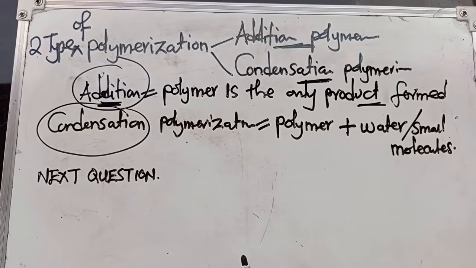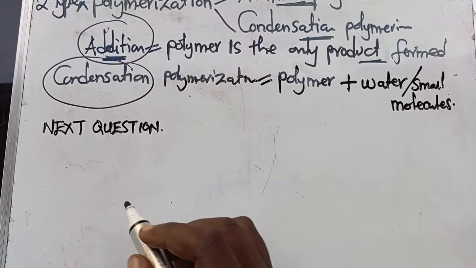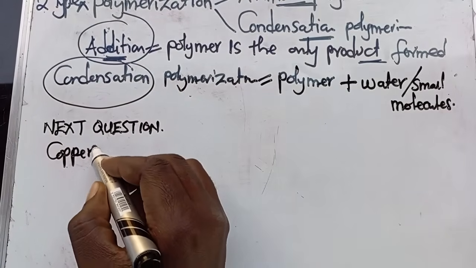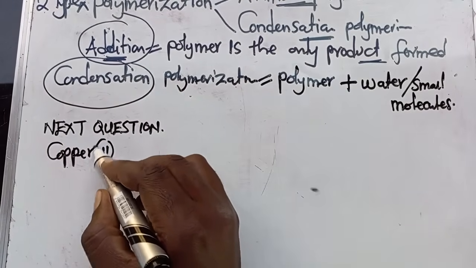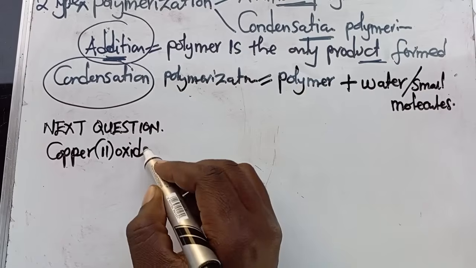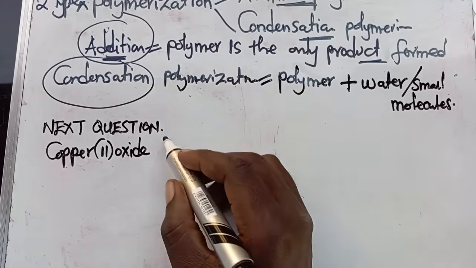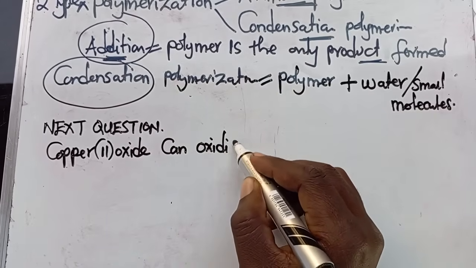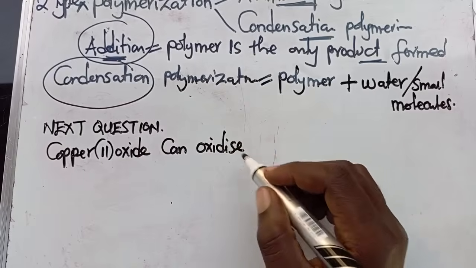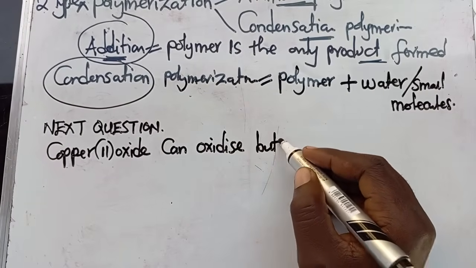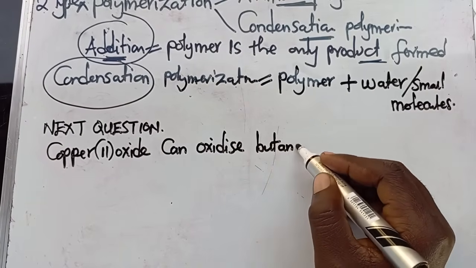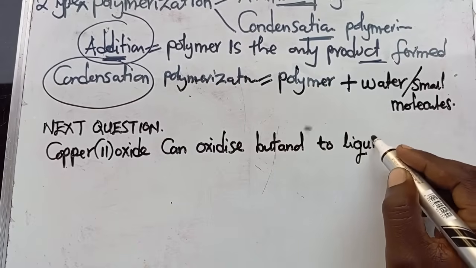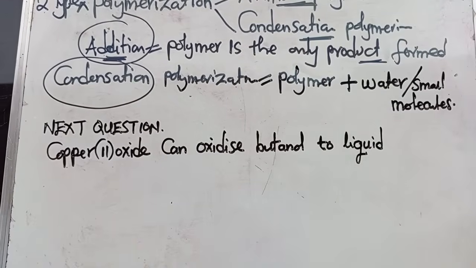We can proceed now to the next question, where they may tell you that copper(II) oxide can oxidize butanol. So it can oxidize butanol to a liquid.